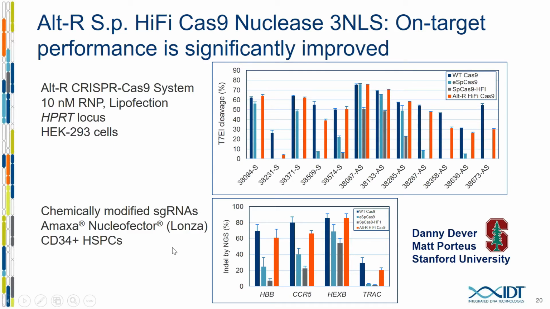And if we look at the bottom here, this is an experiment done by our collaborators at Stanford, the Porteus lab, and they are using chemically modified sgRNAs. They're delivering these RNPs into cells via electroporation, and they're looking at human primary cells and targeting 4 different clinically relevant loci. And whereas we were detecting with T7 cleavage at this top experiment, here we're looking at NGS. So very, very different system, demonstrating essentially the same result.